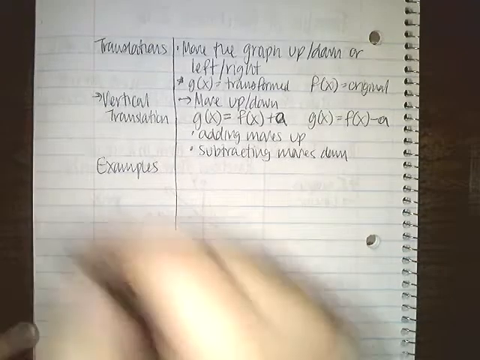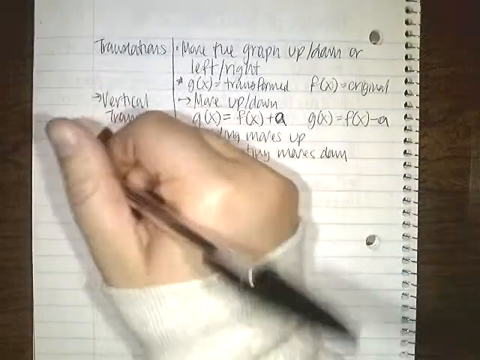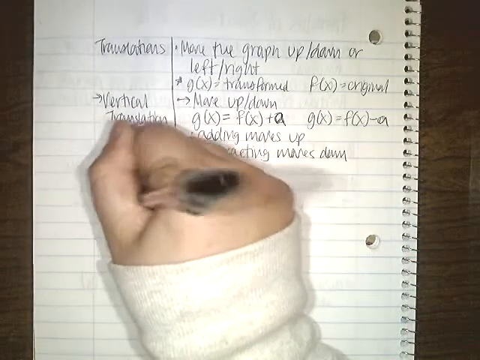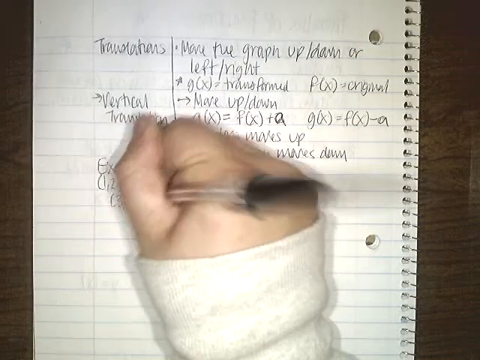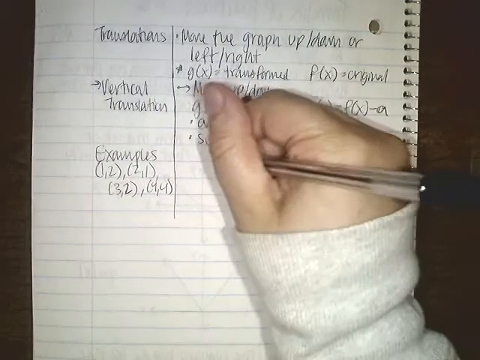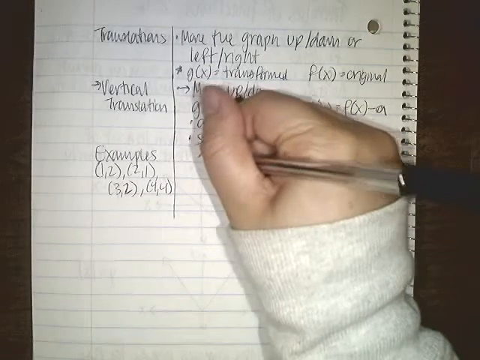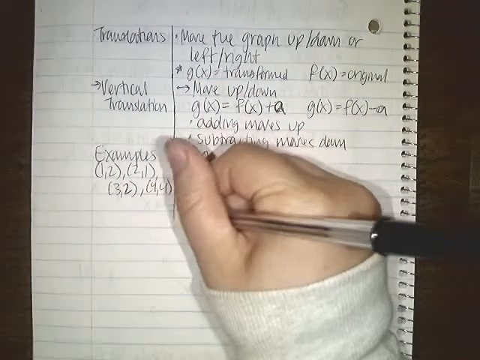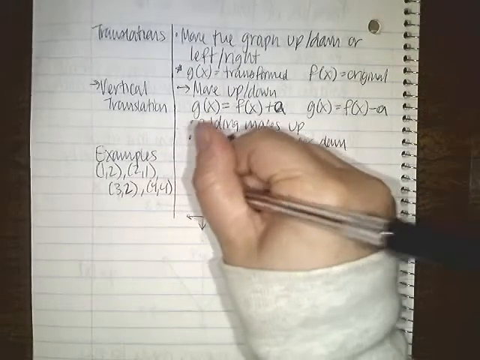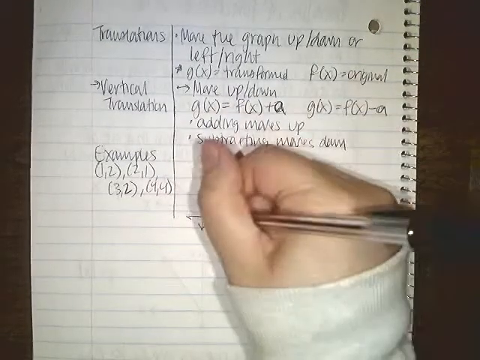And for these examples, the parent function we're going to use is just going to be a set of points. So we'll use (1, 2), (2, 1), (3, 2), and (4, 4). And I'll first draw the parent function. So we have our graph here. We have 1, 2, 3, 4, 5, 6.